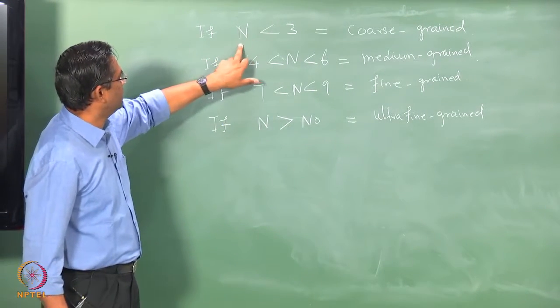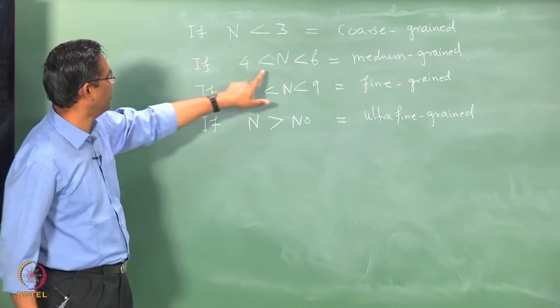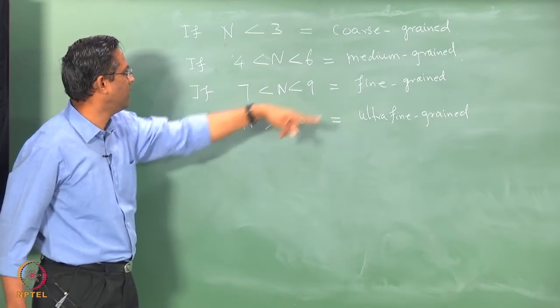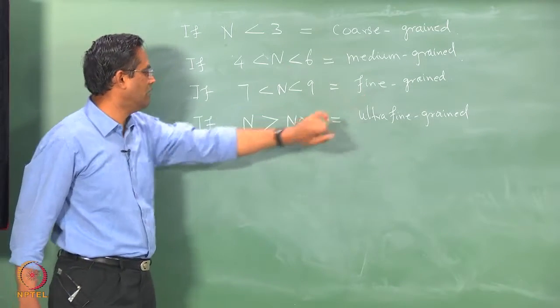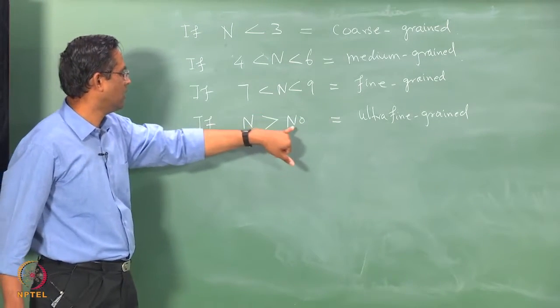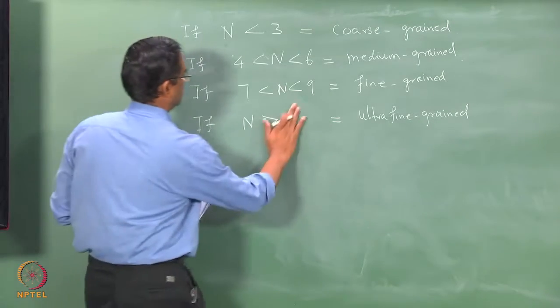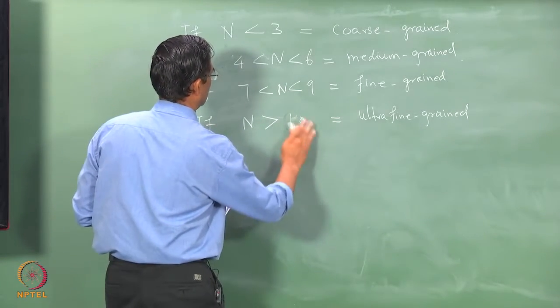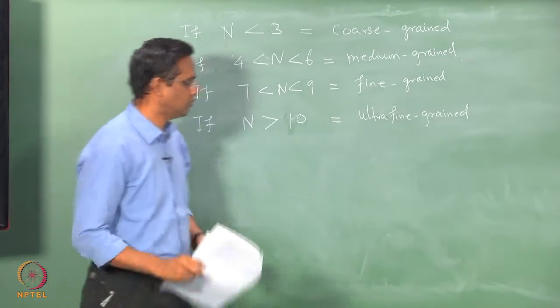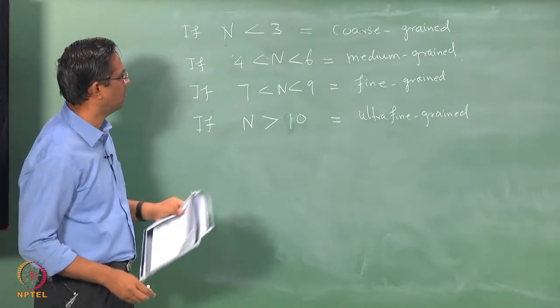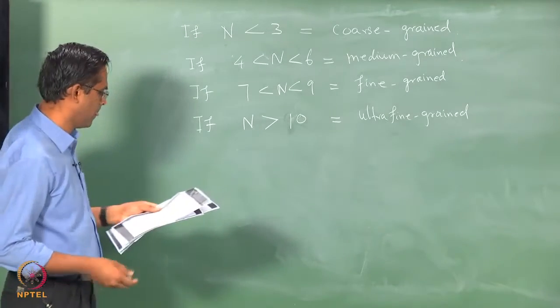If it is less than 3, coarse grain. If it is between 4 and 6, medium grain. If it is between 7 and 9, it is fine grained. If it is greater than 10, it is ultra fine grain. So, that gives a ready reference.